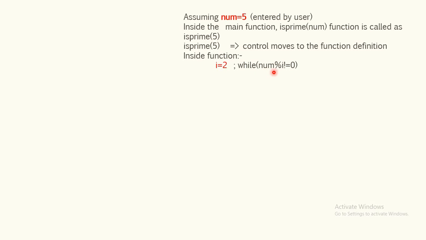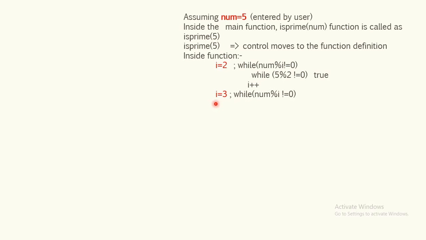The number is 5. 5 modulus i, where i started with 2. Is that not equal to 0? Yes, 5 mod 2 is nothing but 1. 1 is not equal to 0. So, it is going to check with the next number. That's why we are incrementing the i value.